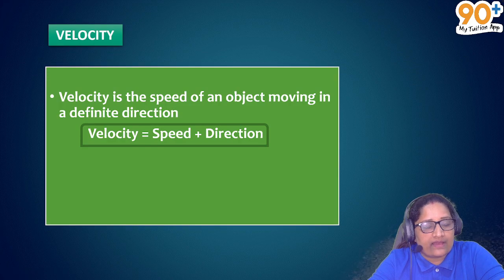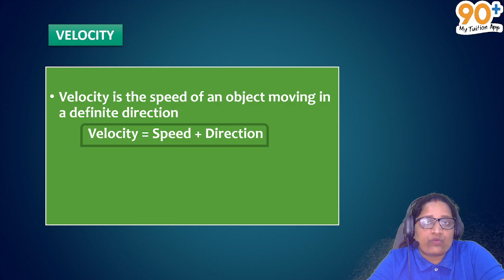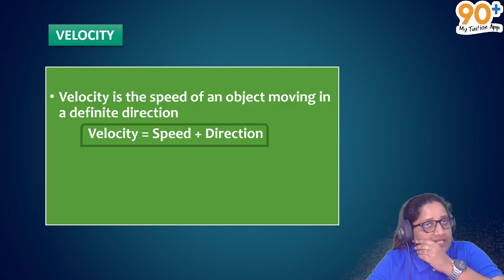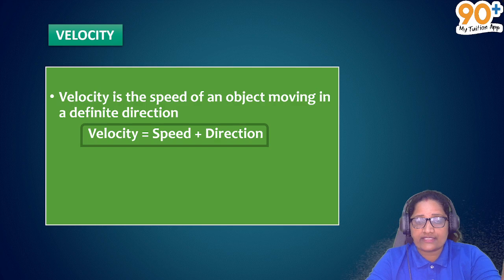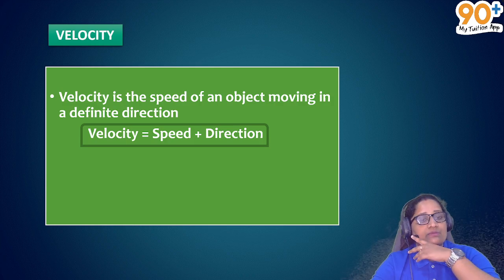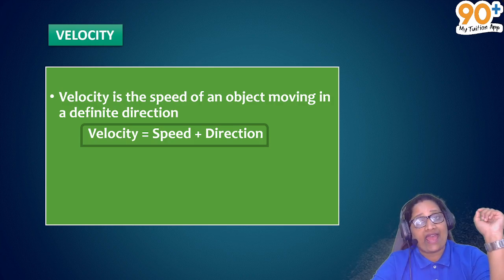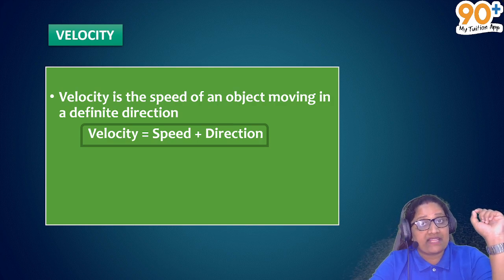So, velocity. Velocity is what? The speed of an object moving in a definite direction. Because speed is a scalar quantity, which means it doesn't have direction. So 50 kilometer per hour is enough. But for velocity, it has what? Direction. So it's a vector quantity, which means both magnitude and direction. So velocity is speed plus direction.